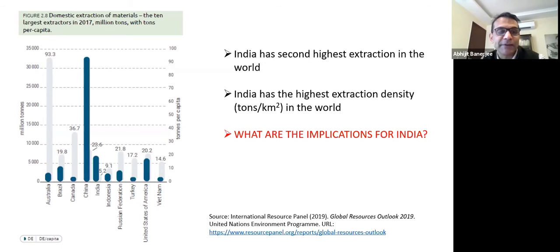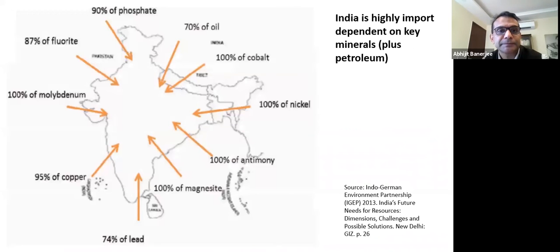After China, which is by far the first, India is second in the world in terms of total extraction of minerals. And perhaps quite alarmingly, India has the highest extraction density in the world. What does it mean? Tons of material extraction per square kilometer, which means India is a densely populated country. So if the extraction density is high, it has potential for more conflict.